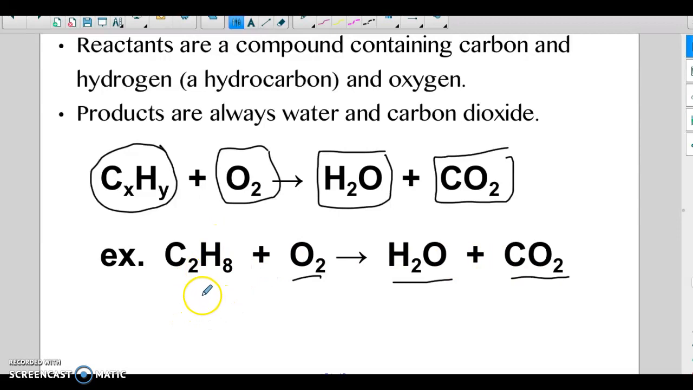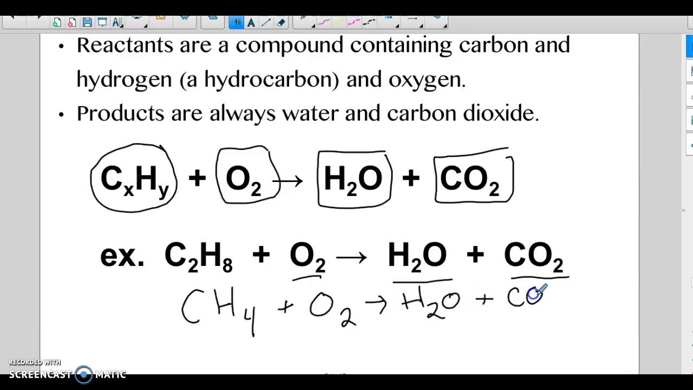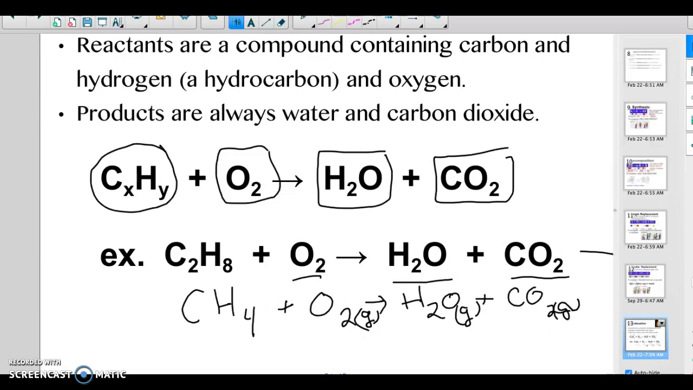My furnace right now is, and yours is too, burning methane. That's natural gas, and it's always going to need some oxygen. And then there's water and carbon dioxide. By the way, we're making water, which is weird, right? It's a gas, so that's why we don't see liquid building up. These are all gases.